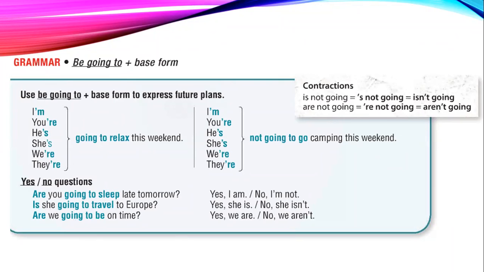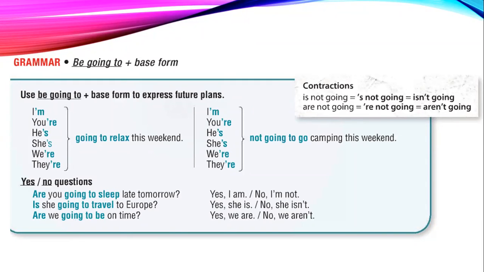He's not going to go camping this weekend. Thank you, Gloria. We're not going to go camping this weekend. Perfect. Yvette. They're not going to go camping this weekend. My goodness, what a good pronunciation. Yes, there. Some people say they're, right? They're not going. So thank you, Yvette. It's correct.